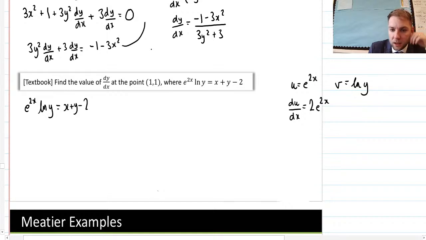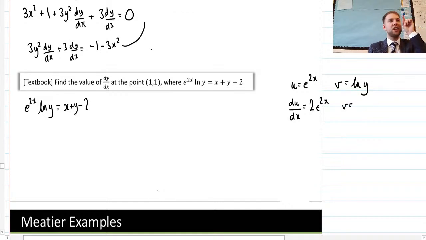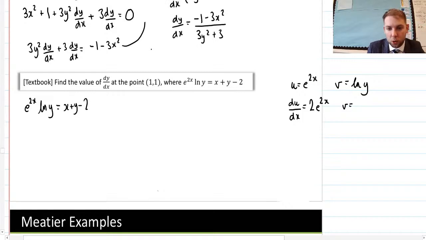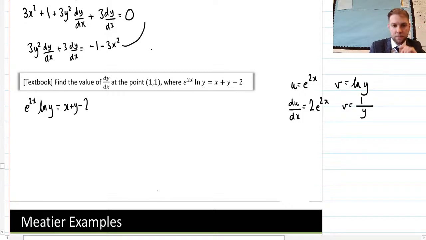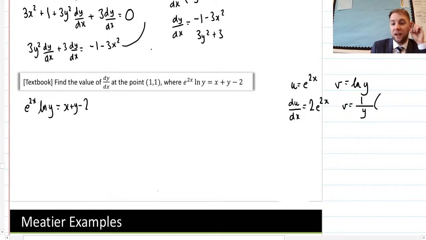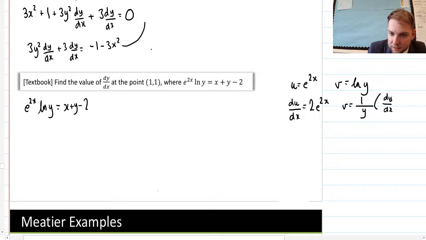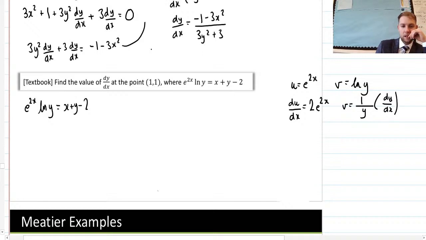Differentiating this with respect to x, so v with respect to x. Now if I differentiate ln of something, that means it's 1 over that. So it's going to be 1 over y times by the differential inside that, which is, so if I differentiate y, which is dy by dx. Like so.